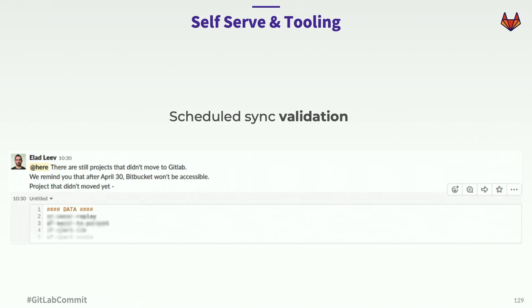And like I said, we set deadlines for the migration. In order to keep things on track, we created another scheduled task that took all the projects from Bitbucket and all the projects from GitLab and checked which repositories had migrated to GitLab. After the process finished, we had the list of repositories that didn't move yet, and we posted it on the relevant team channel, as you can see. For example, hey, data team, you didn't move those services, and you need to do it as fast as possible. So basically, we created some kind of shame list.